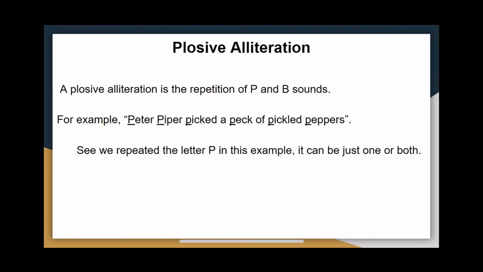Firstly, plosive alliteration. A plosive alliteration is a repetition of P and B sounds. For example, Peter Piper picked a peck of pickled peppers. See, we repeated the letter P in this example. It can be just one or both. It could be P or B or both.